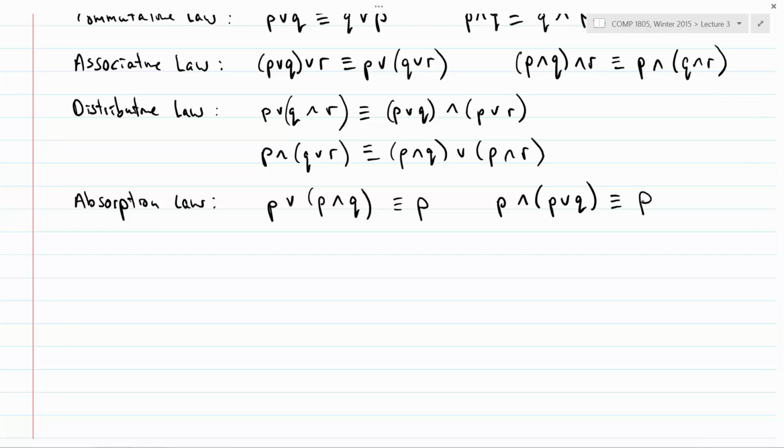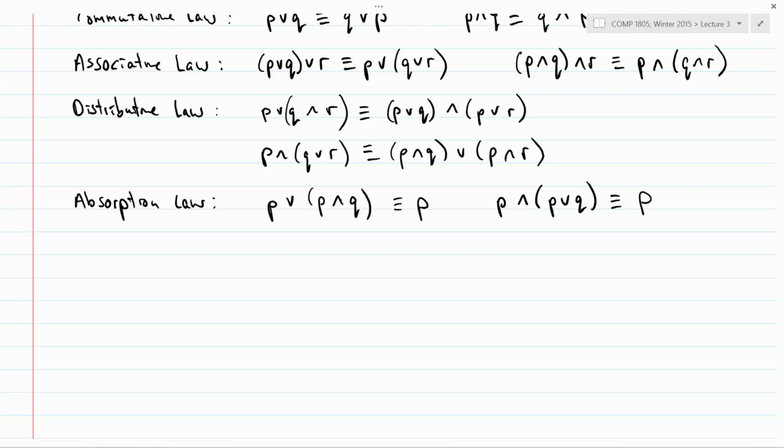Yeah, so what you do basically is apply the distributive law to these things and see what happens. If you don't believe the absorption laws are true, well, this is an or on the outside and an and on the inside, so you can apply the distributive law to it. Do that and see what happens.